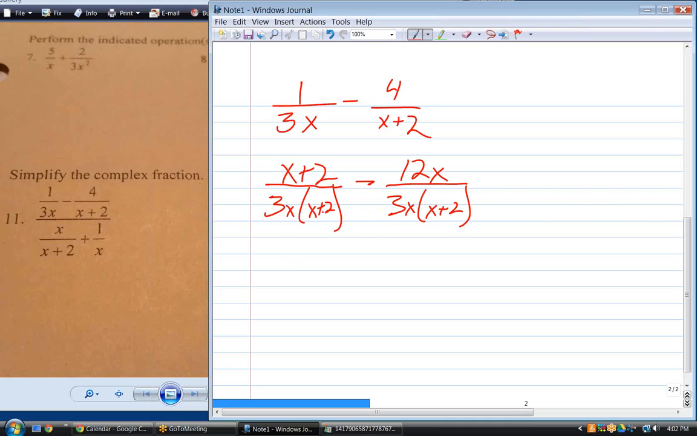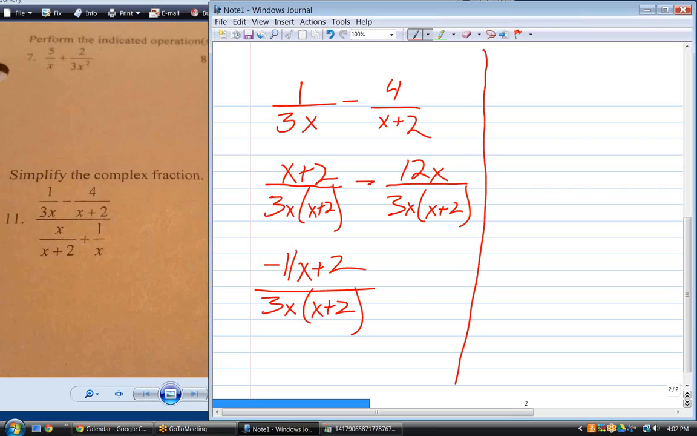In other words, we can now subtract these fractions because they have the same denominator. So now operate on the numerator. Oh, okay. So it's just negative 11x plus 2, all over this. So that is our new numerator in place of that.